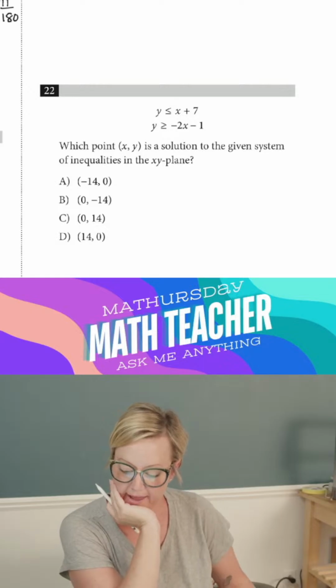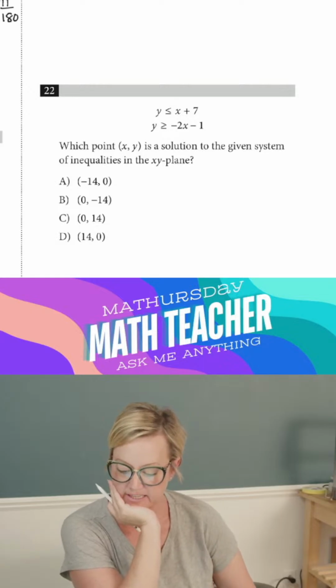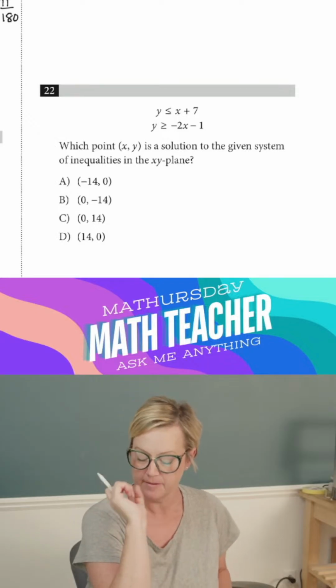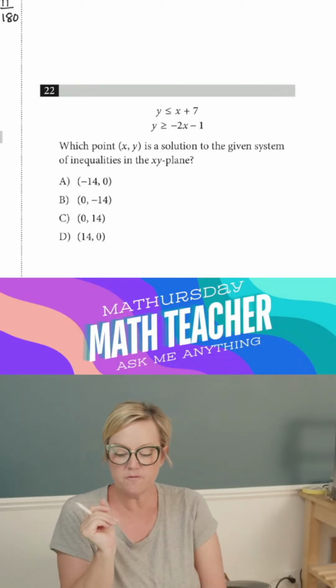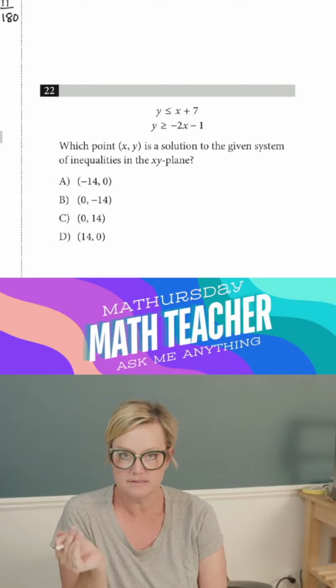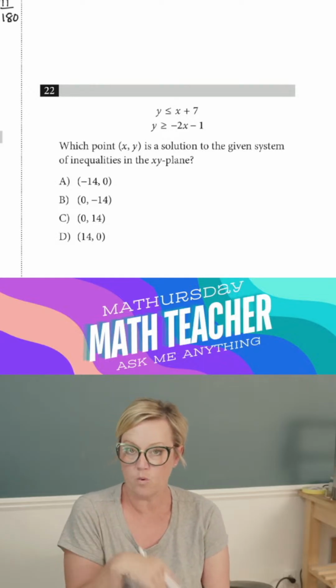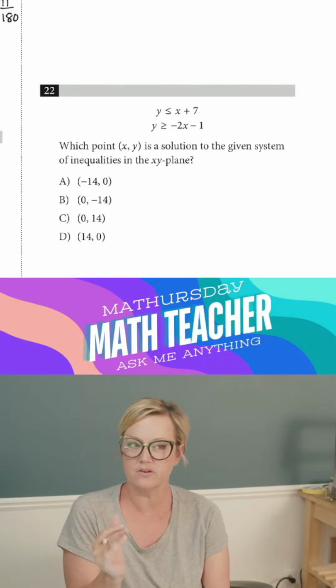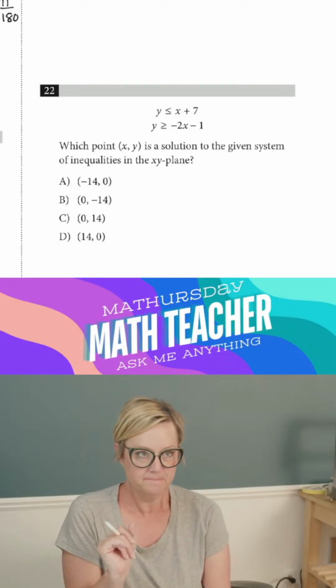Which point here is a solution to the given system of inequalities in the XY plane? Even if you have never done a system of inequalities, you can probably still figure this one out, right?